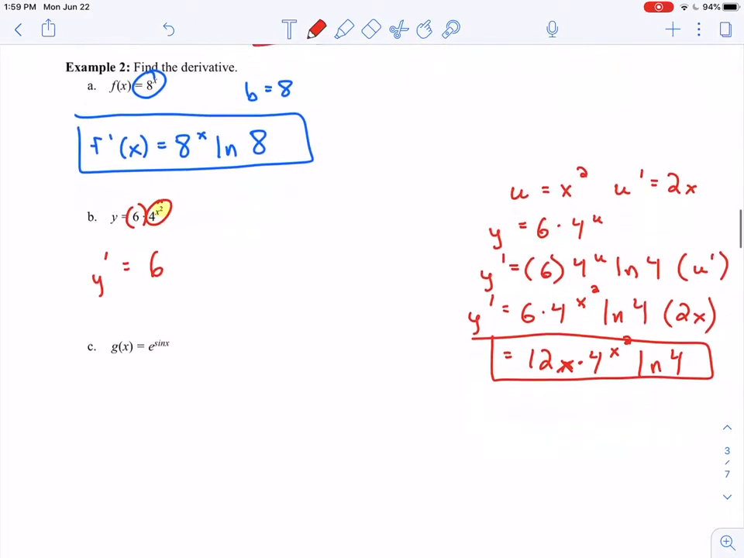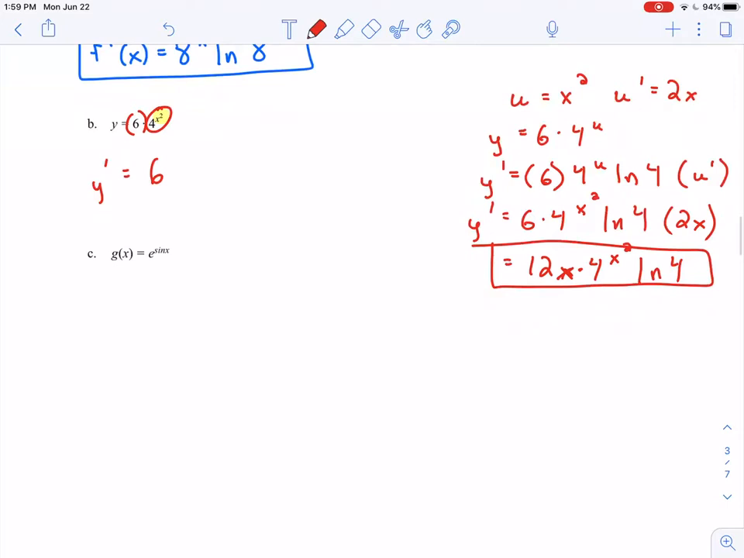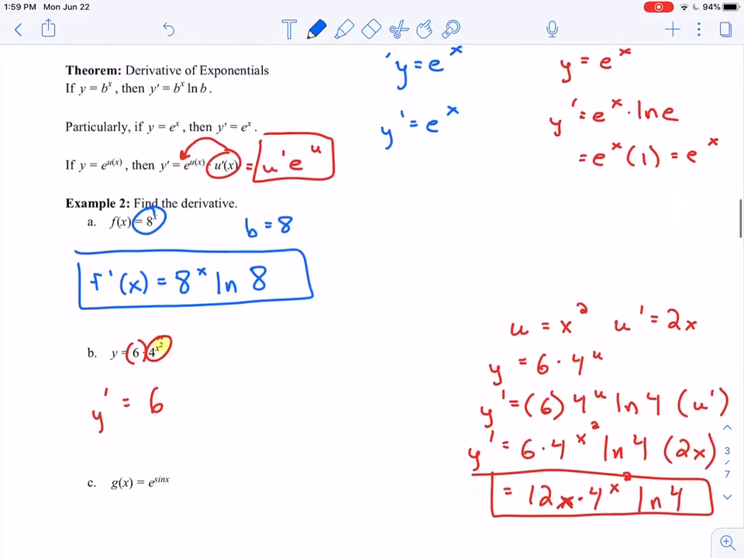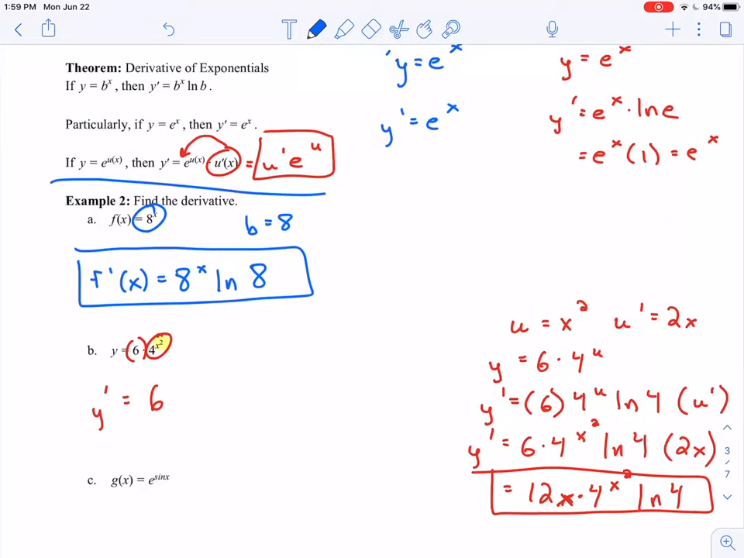One more example for exponential functions. I have g of x equals e to the sine of x power. I'm going to do this problem two different ways. The first way I'm going to use the chain rule, and then the second way I'll actually show how to use this shortcut that I mentioned earlier.